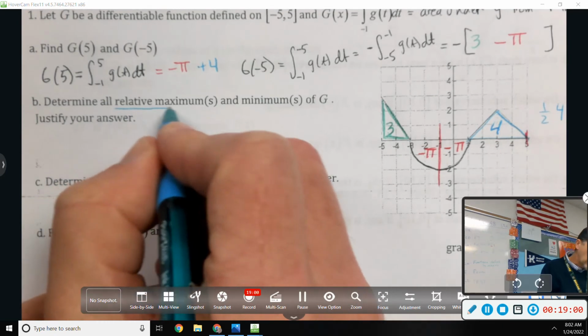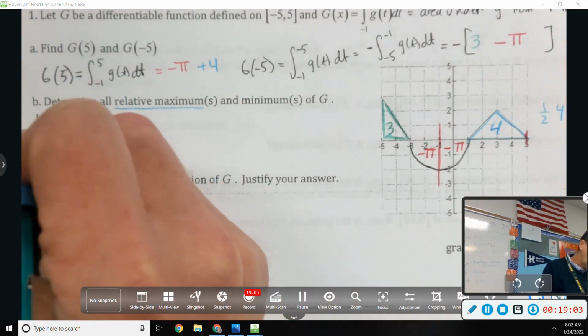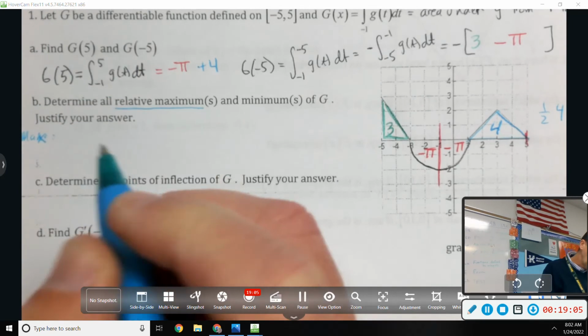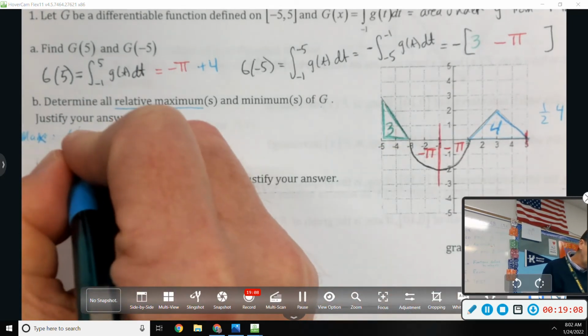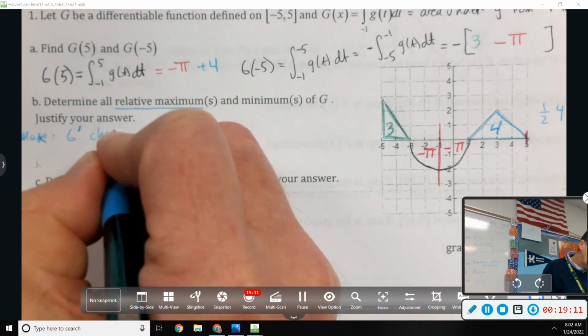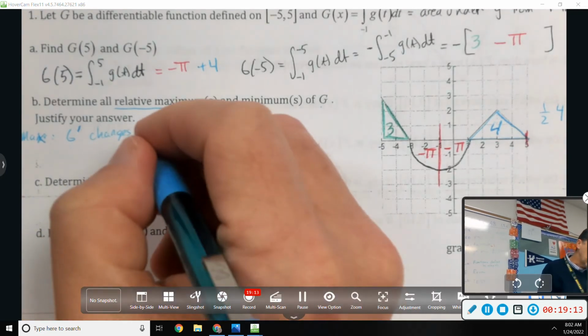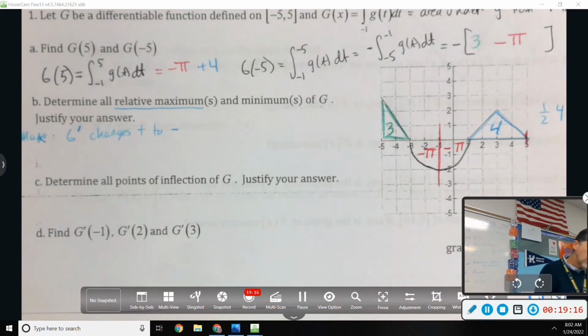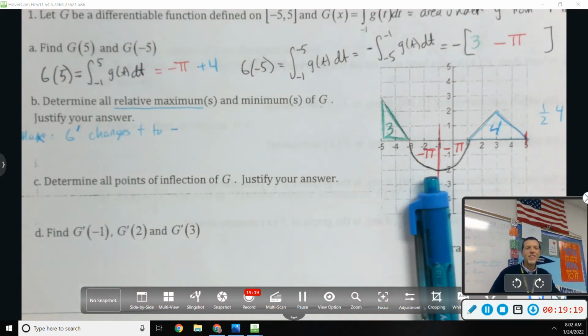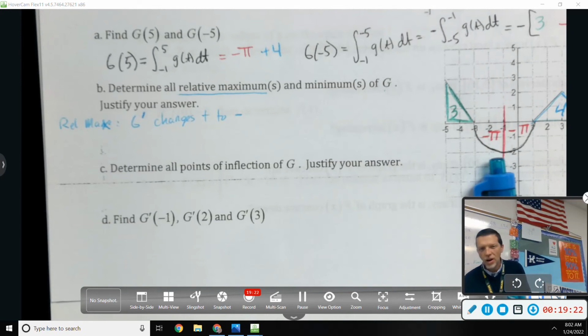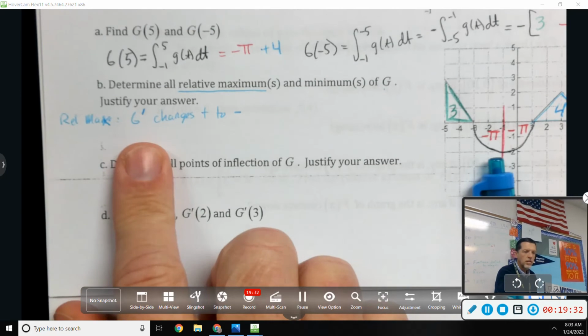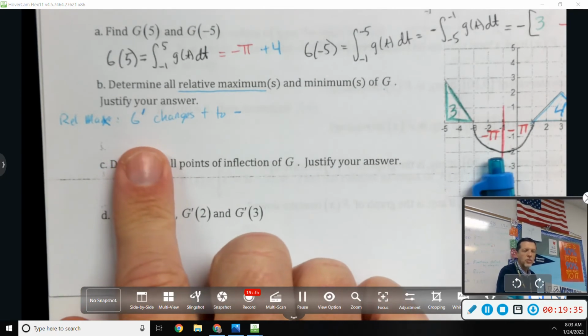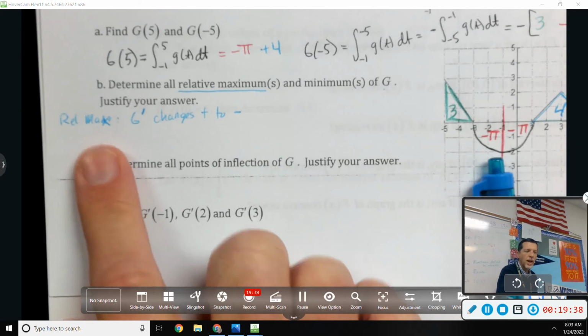Alright, relative max of capital G, so that would be where G prime changes positive to negative. Well, be careful, but go ahead. It's where big G prime changes positive to negative. So what? It is. I do want to know where big G prime changes positive to negative, because that would be the relative max of big G.